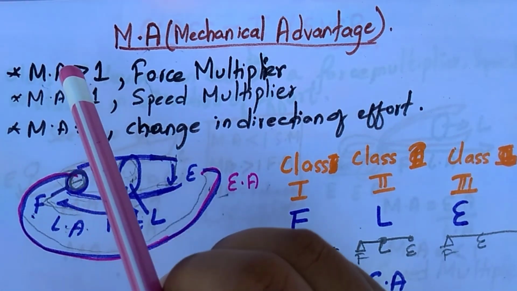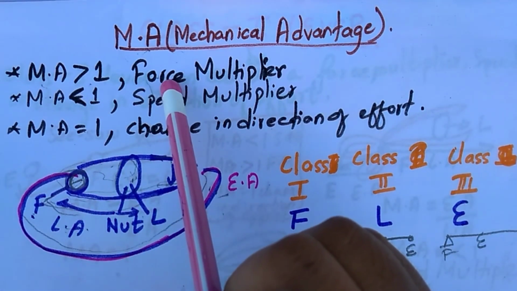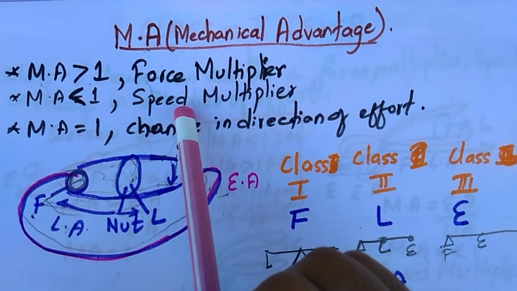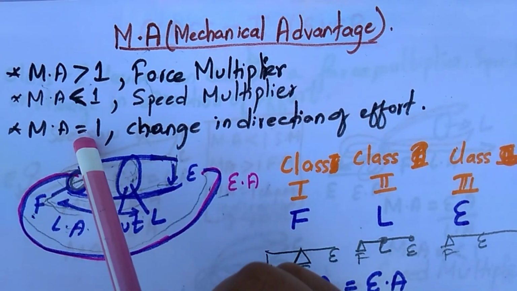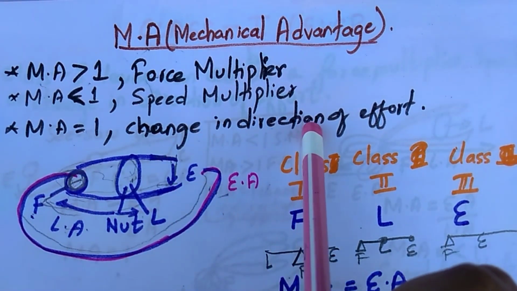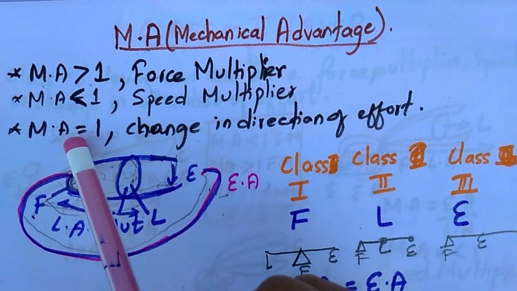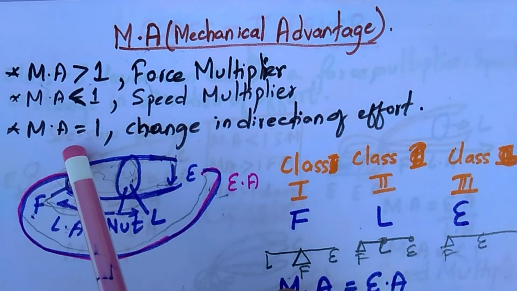If mechanical advantage is greater than 1, then it acts as force multiplier. If mechanical advantage is less than 1, speed multiplier. And if mechanical advantage is equal to 1, then change in direction of effort. Friends, these 3 things are very important and questions based on this are asked in your ICSE board exams.